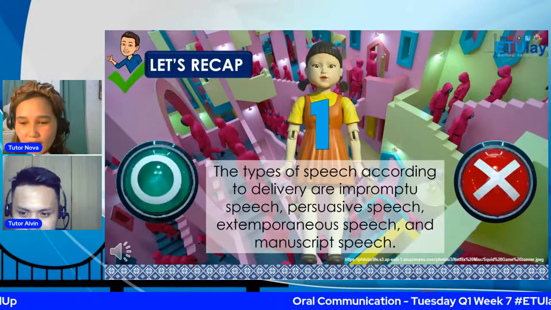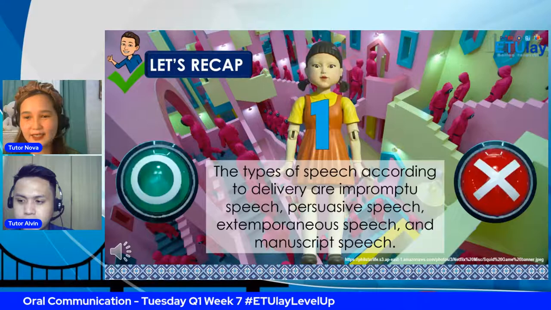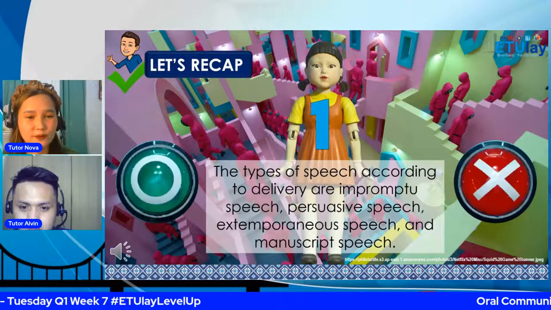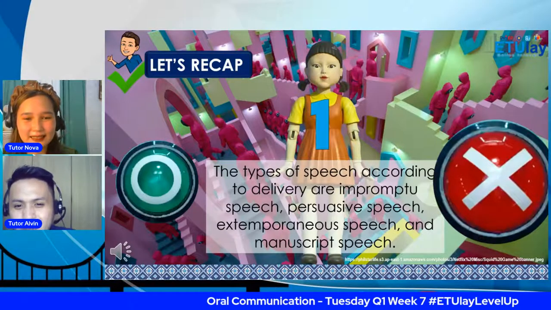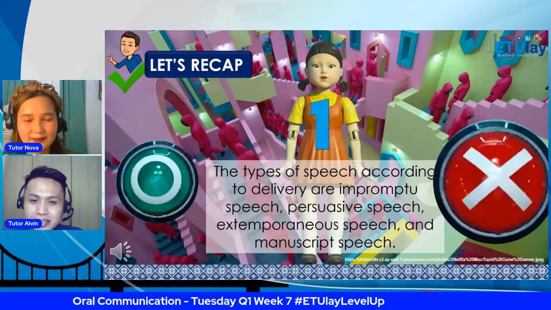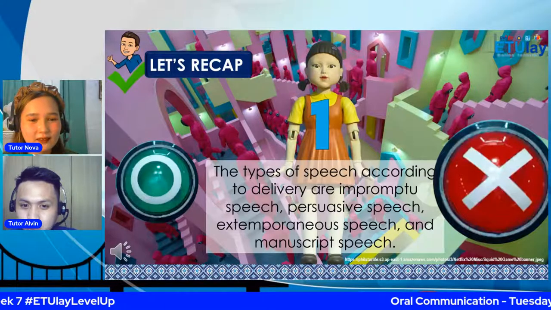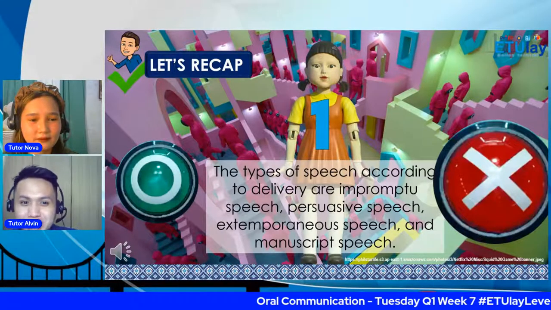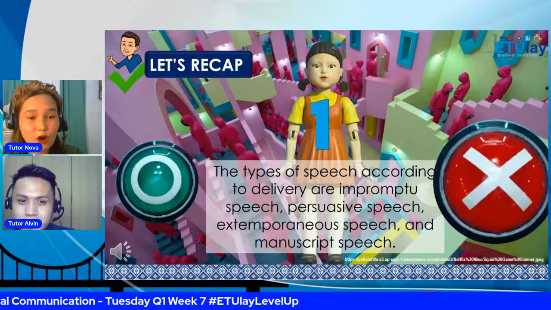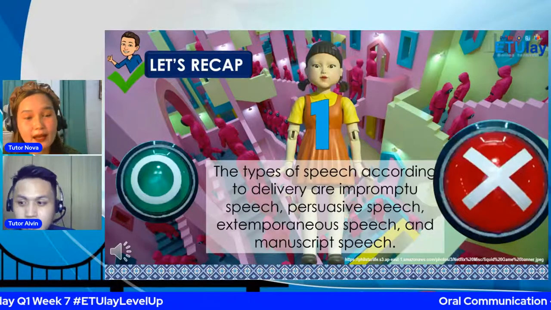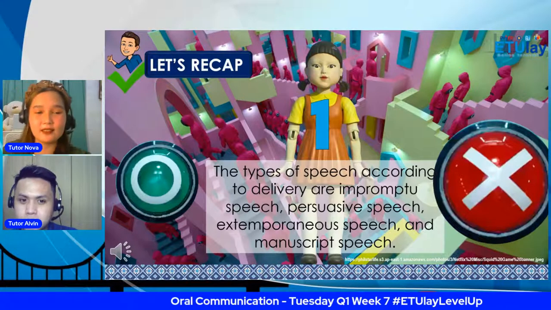Oh, we got our first student who answered on the comment section, Jessero Kumbaga. She said it's O, which means true. Should we reveal the answers, Alvin? Okay, the answer is, it is X. Why? Because the types of speech according to delivery are impromptu, extemporaneous, manuscript, but not persuasive, right? The statement falls because we mentioned persuasive, but it's not really included in the speech types according to delivery. So that's why the statement is false.